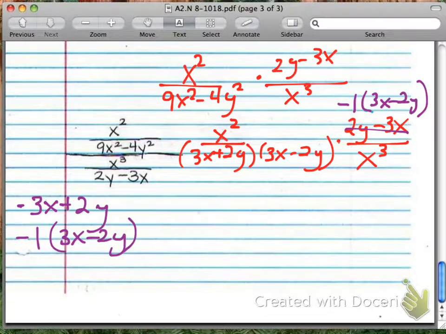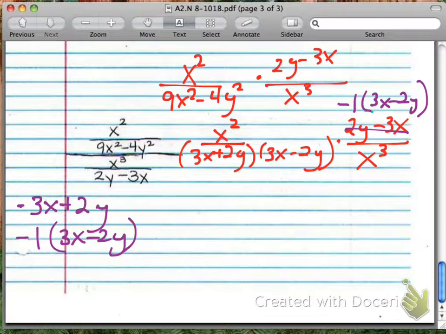Can you not just switch the 2y minus 3x and make it 3x minus 2y to be exactly like the 3x minus 2y on the bottom? No, you can't switch them that way because you're changing the values without factoring a negative in or out. You'd be changing the values without a purpose, basically.